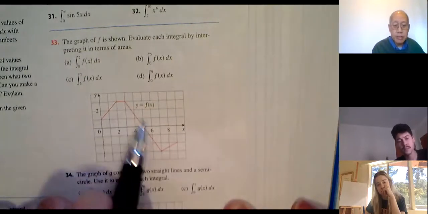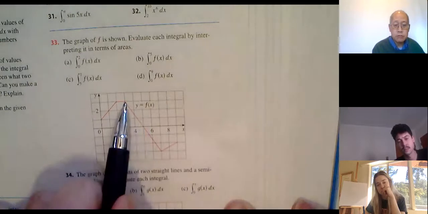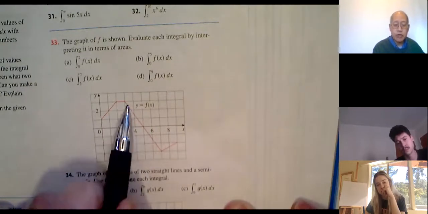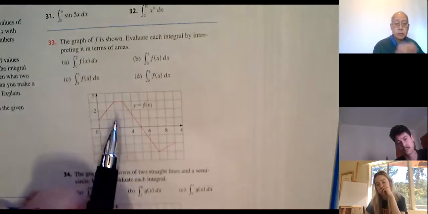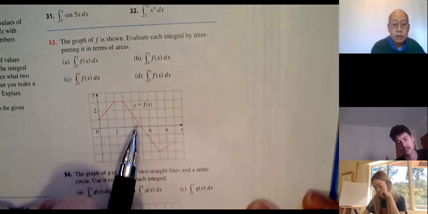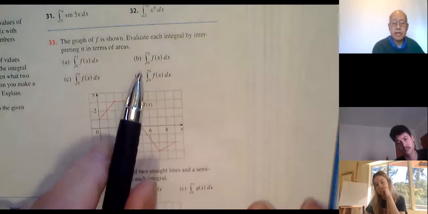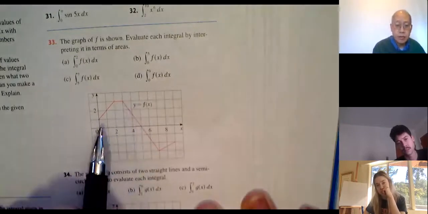And then what about this? That's a triangle. So it's 1/2 base times height. 1/2 of 2 by 3 is 3. So that's a grand total of 10 now. Okay, so the answer to B is 10.